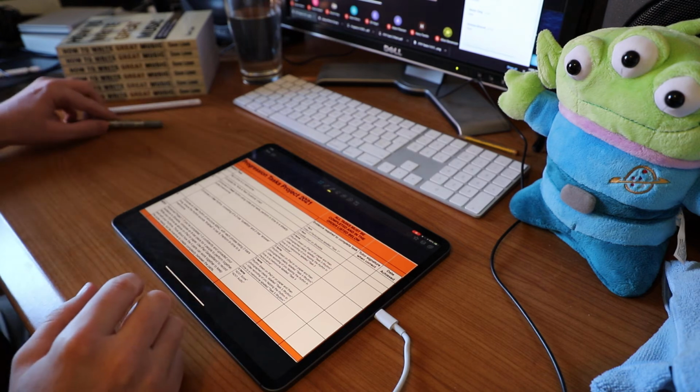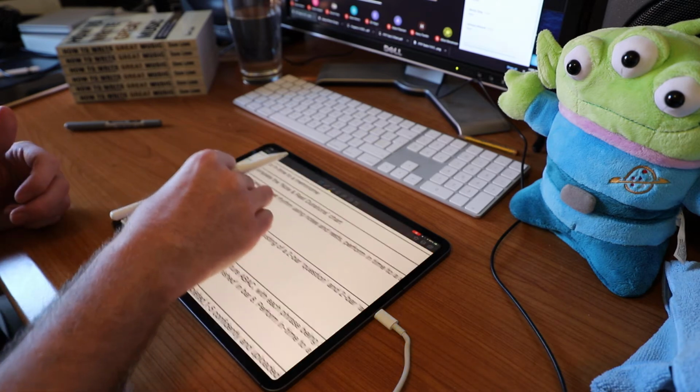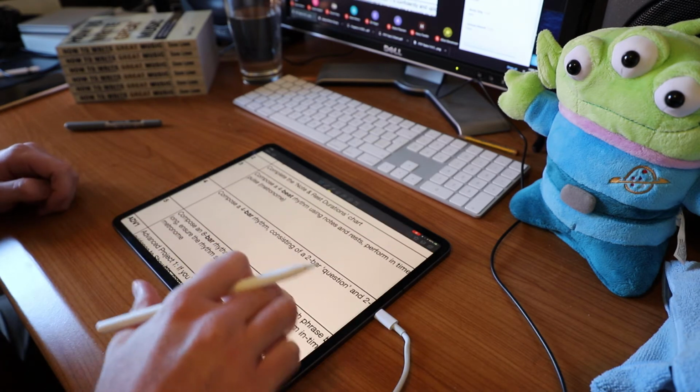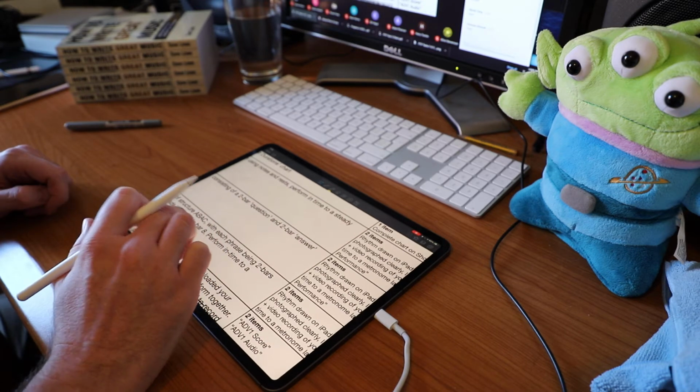Okay, so in this session today, I'm going to teach you task 4. Let's have a look through it together. Task 4 says compose a 4-bar rhythm consisting of a 2-bar question and a 2-bar answer.